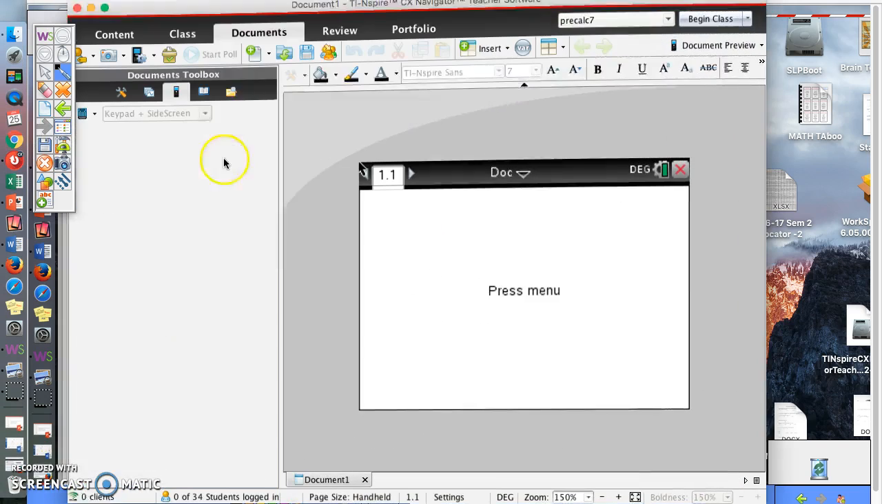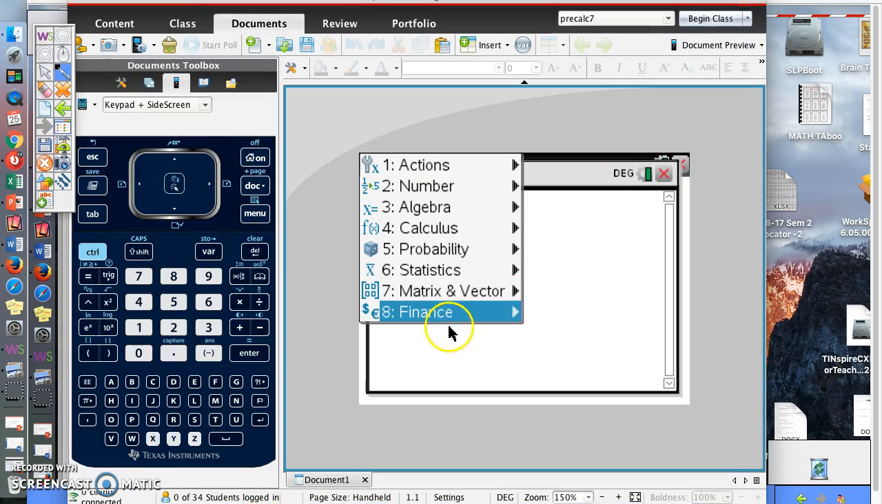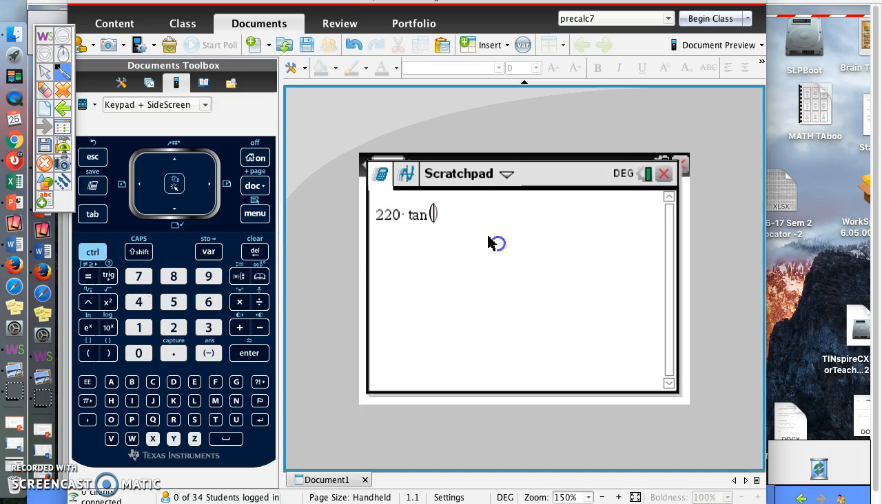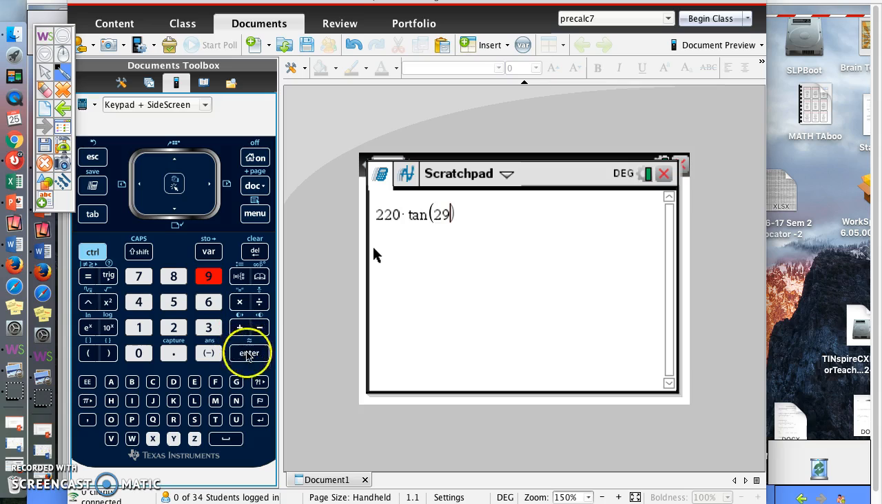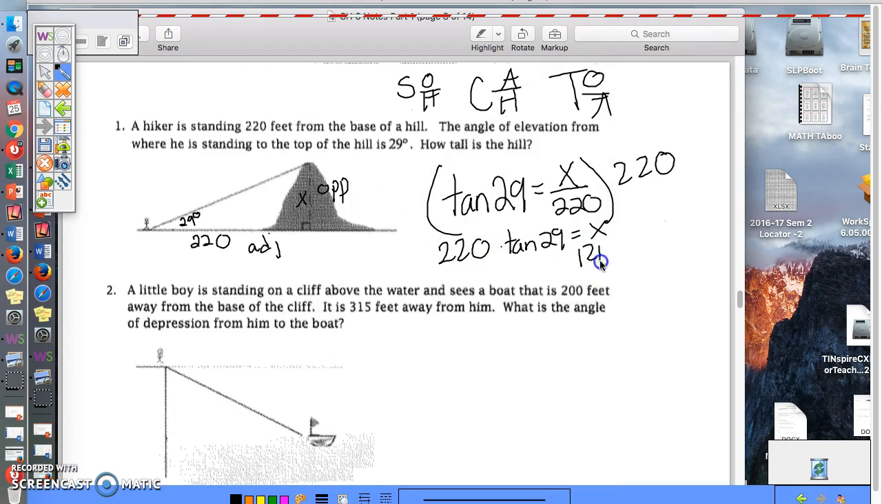So when we go to our calculator here, double check. I'm going to go to this scratch pad, and we're in degree mode. So we can type in 220 times the tangent of 29, and we end up with 121.948. So we have 121.95 feet.